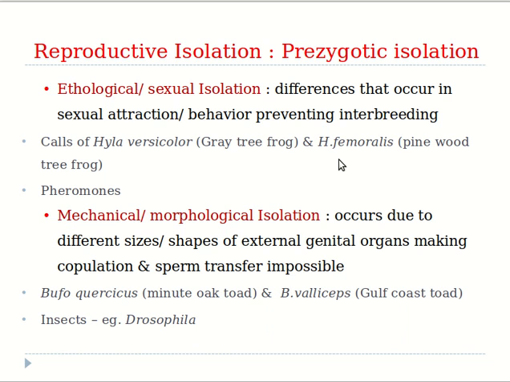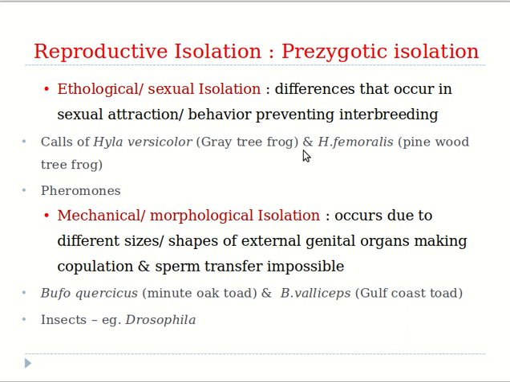So obviously they were able to distinguish the mating calls of their own species, and hence interbreeding was prevented. The great tree frog gives a short shrill sound, very loud, lasting for about 3 seconds, while the pine wood tree frog makes a call that consists of a series of short dots and dashes. So this is one typical example of ethological or sexual isolation.